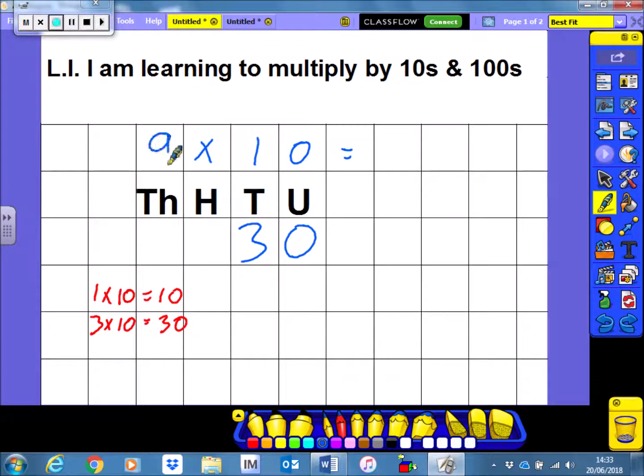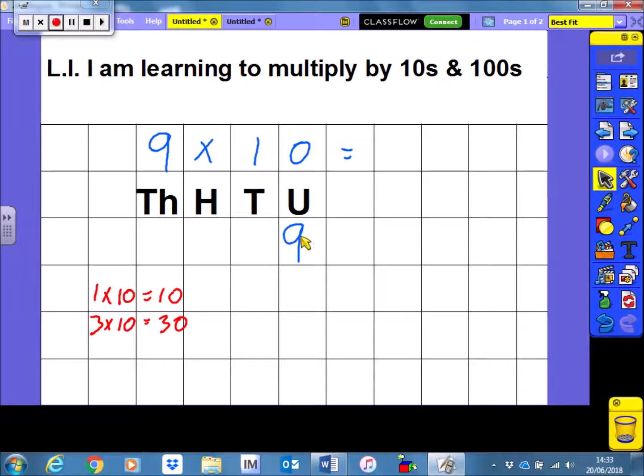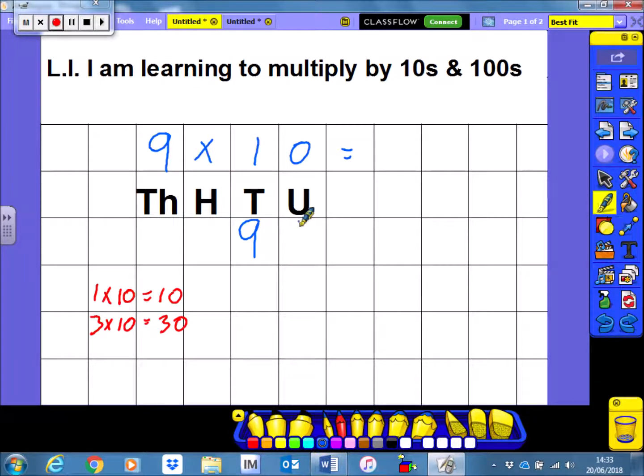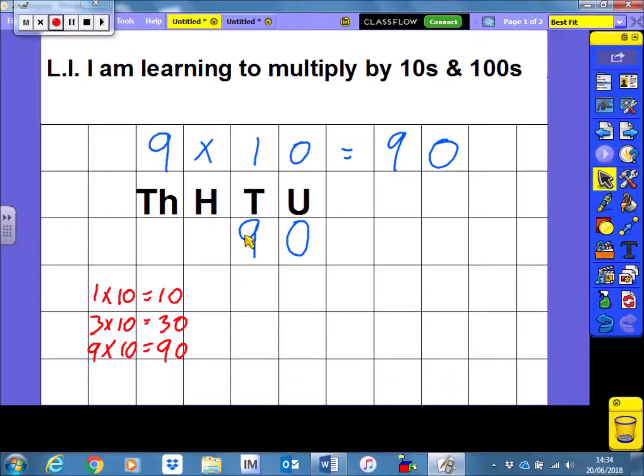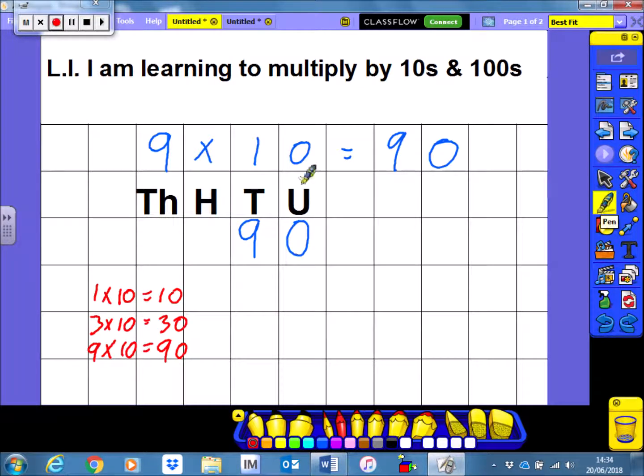Carrying on then, let's try 9 times 10. So we're going to put our 9 in the units column, but because we're timesing it by 10, it's going to move up one place to the tens column, and a 0 will take the place. So 9 times 10 is 90. We just move everything up one column every time we times by 10. So the units become the tens become the hundreds become the thousands.